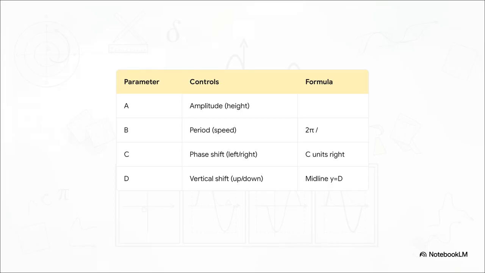So here it is all in one place. This is your cheat sheet. A is for amplitude, that's the height. B affects the period, that's the length or speed. C is the phase shift, your left-right starting point. And D is the midline, your new up-down center. Every single thing about the graph is controlled by these four values.